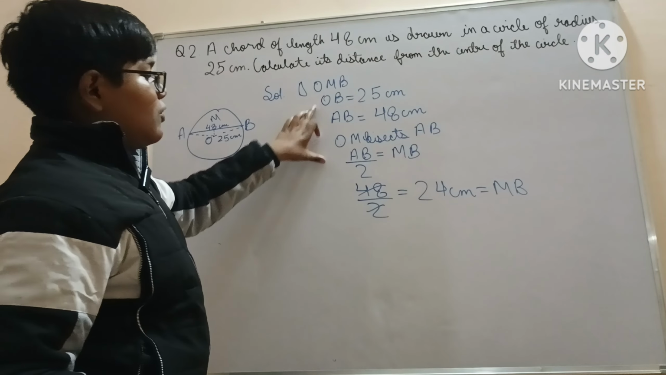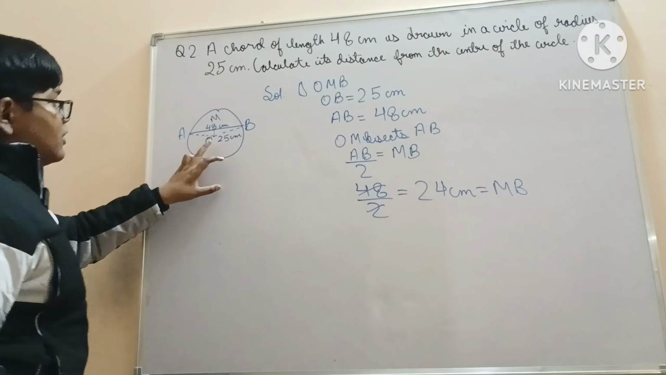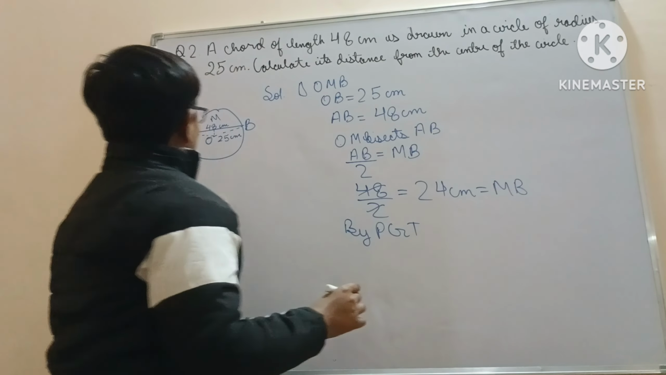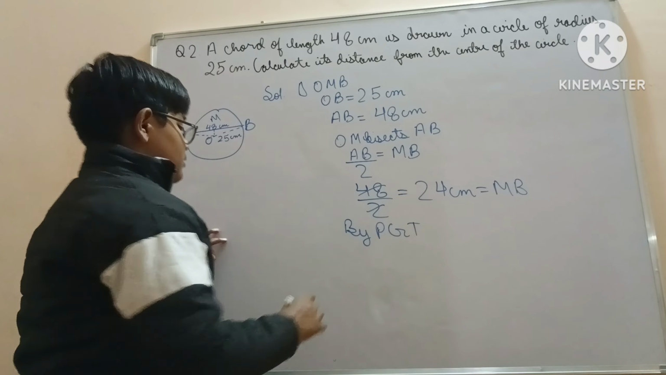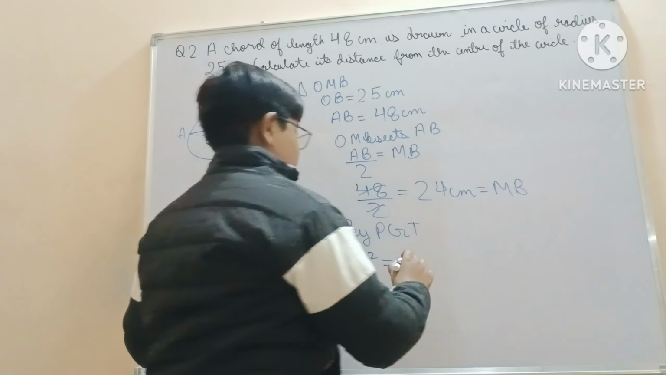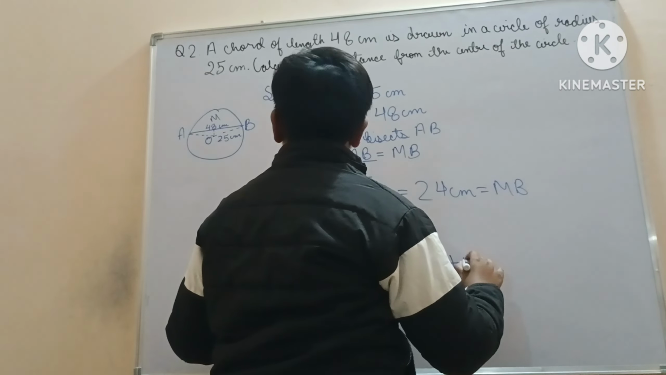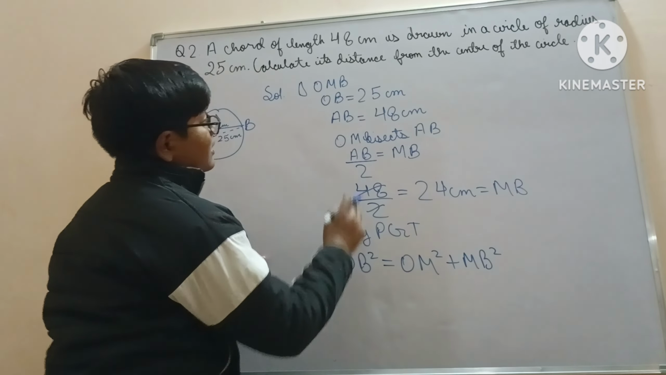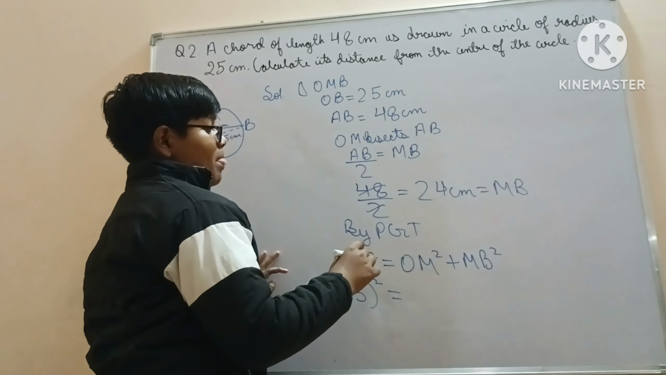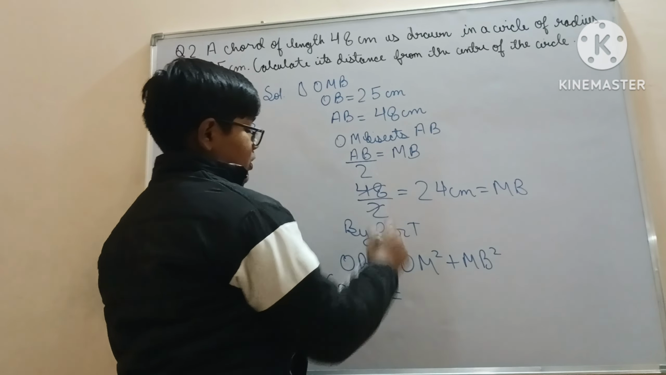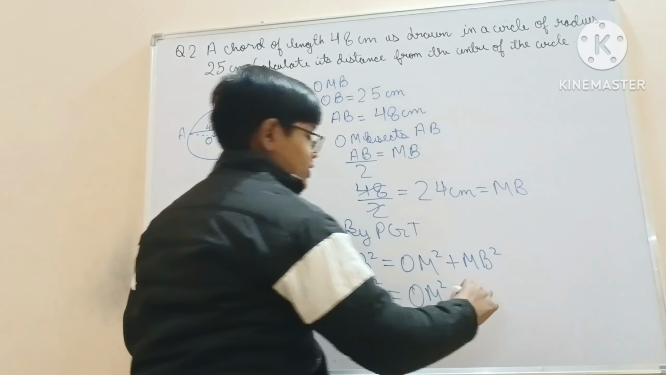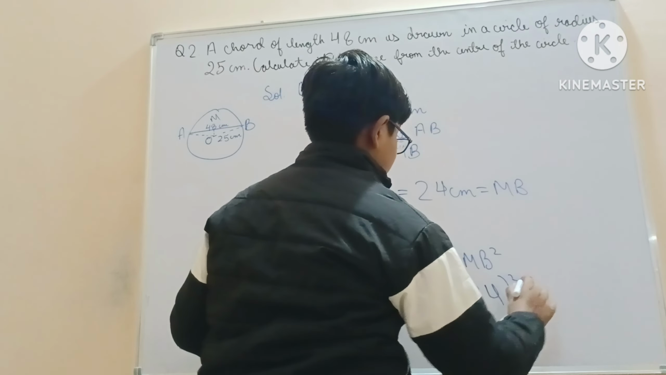So now we have the length of OB, we have the length of MB. We will find by Pythagoras theorem the length of OM. So by Pythagoras theorem, OB square is equal to OM square plus MB square. So OB square has the value of 25 square, and OM we have to find, and MB square, MB is 24. 24 will be whole square.